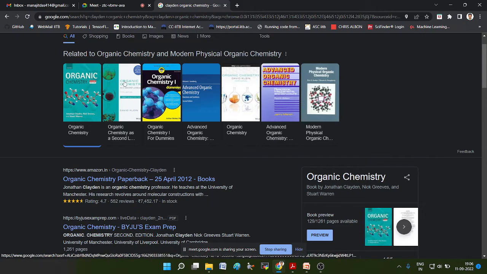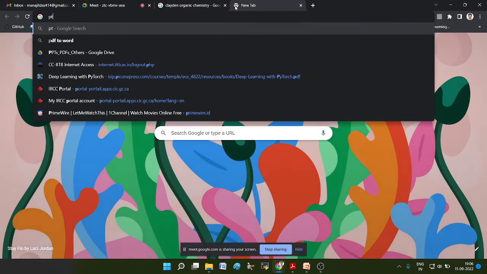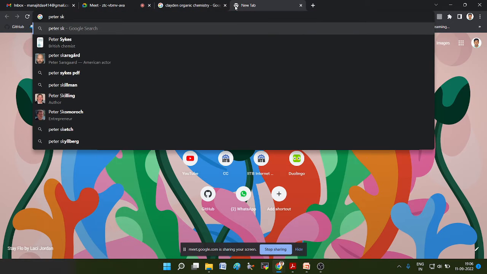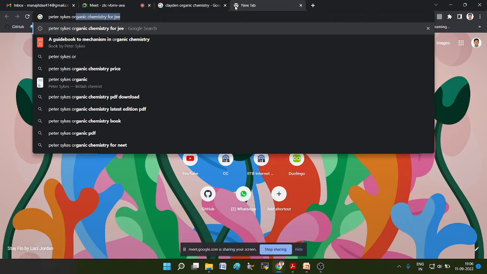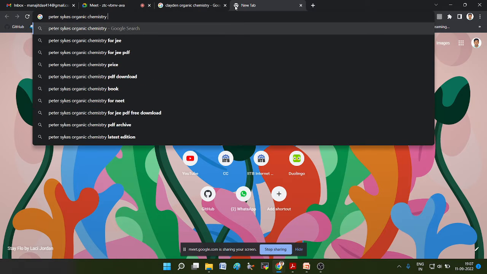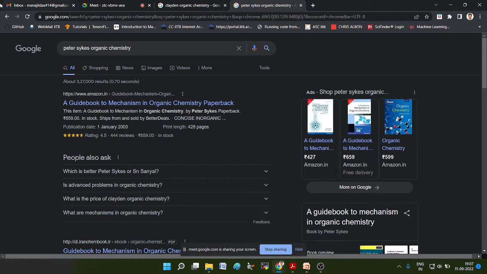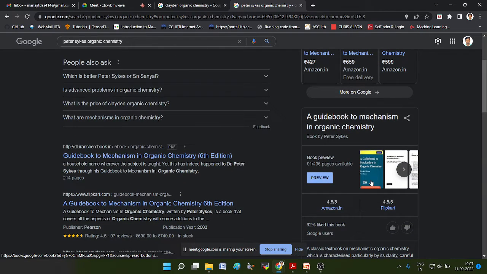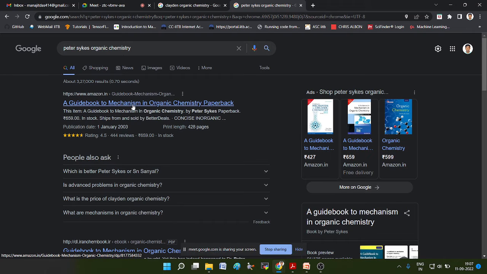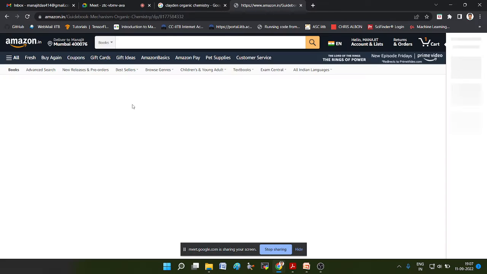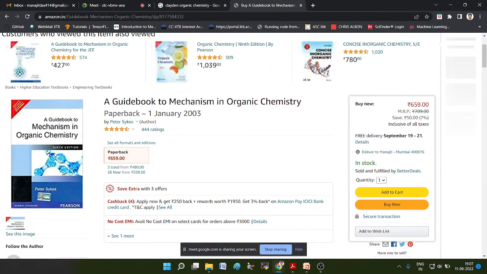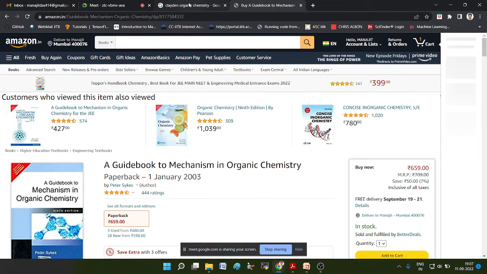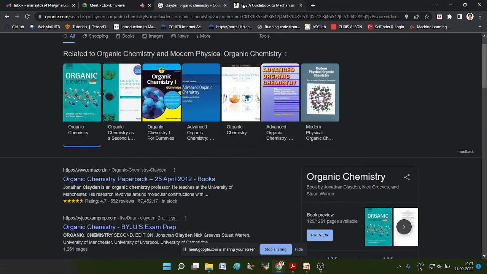So this book, and then there are... this is a very standard book for introduction of organic chemistry. This is a very good book on mechanism. Okay, so A Guidebook to Mechanism in Organic Chemistry by... Sure, sir. Thank you, sir. And these three books are enough. I mean, you don't need much more than that.